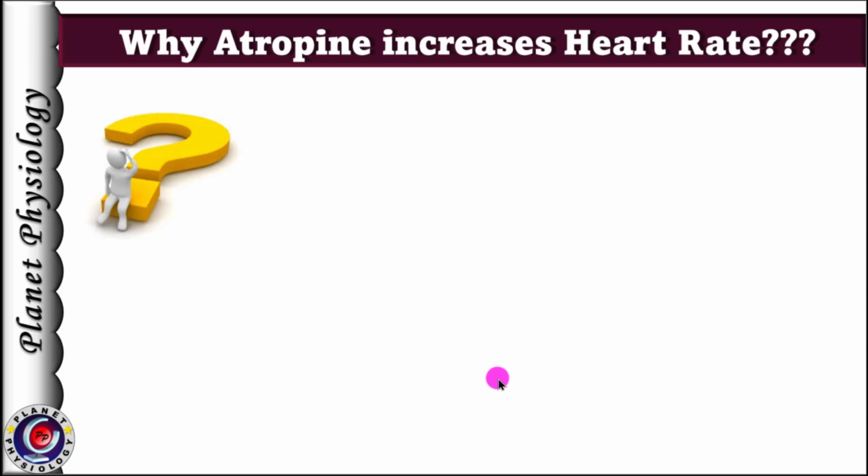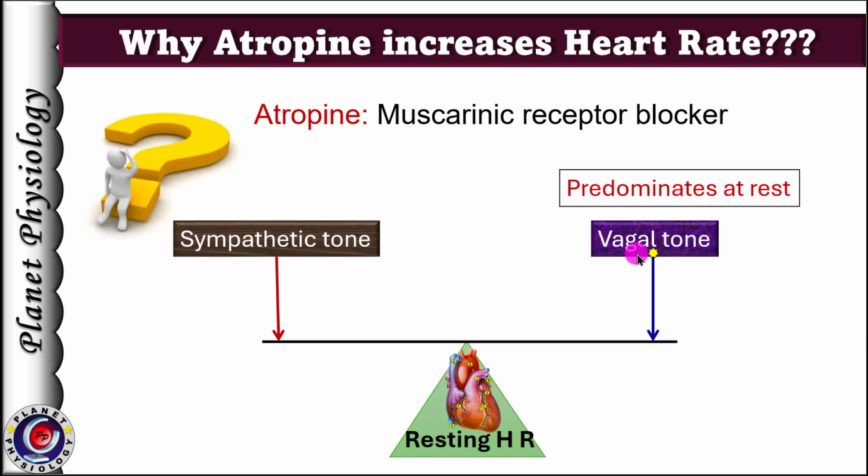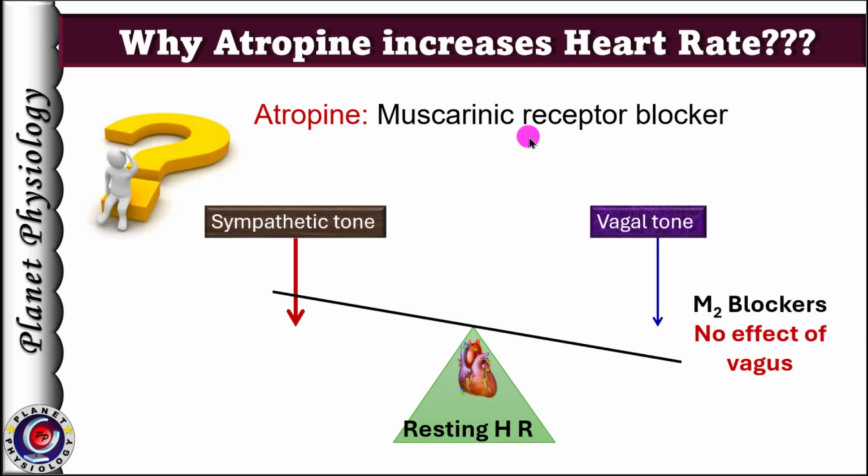Although the intrinsic autorhythmicity of SA node drives the heart, resting heart rate is typically regulated by the balance of sympathetic and parasympathetic tone. When atropine is added, it blocks M2 receptors, that is muscarinic type 2 receptors on the heart, which mediates parasympathetic control on the heart by the vagus nerve. Once these M2 receptors are blocked, heart loses its resting parasympathetic tone. This shifts the balance towards the sympathetic dominance, causing increase in heart rate.